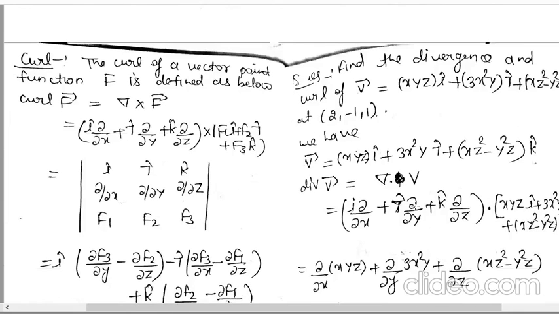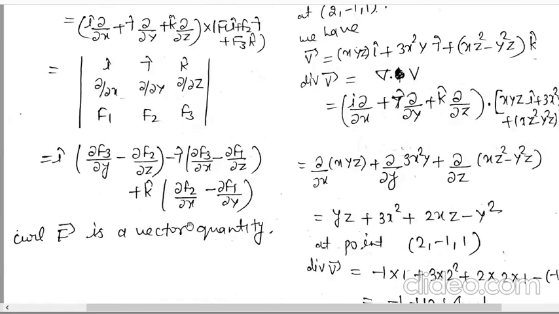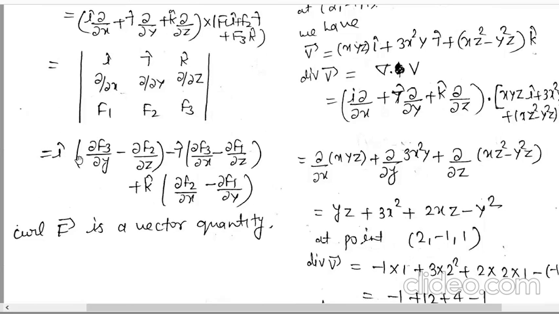Now, next topic is curl. So, what is curl? The curl of a vector point function, curl is also applicable only for the vector quantity. So, curl of f vector is equal to del cross f vector. It is a cross product. Curl means always cross product. So, i del upon del x plus j del upon del y plus k del upon del z cross this function. So this is the determinant form. So just calculate by the determinant form. So your curl formula is this one, right? This is your curl of a vector function.